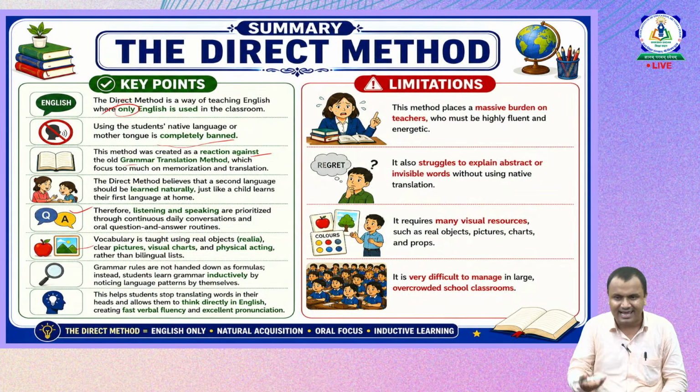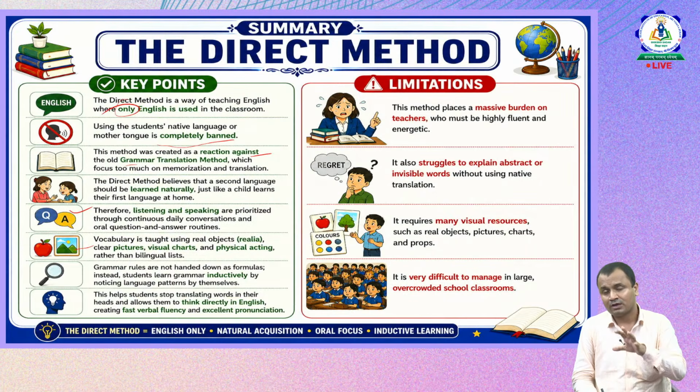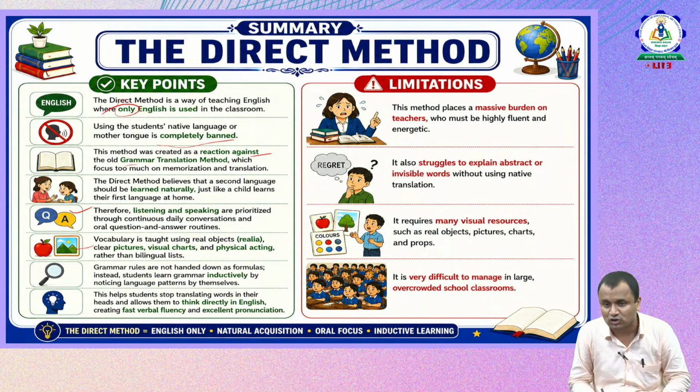We require realia, we require LTMs, we require props, and sometimes it is not available everywhere in every classroom. If it is located at a remote area, what will you do? So while teaching through direct method, we need a lot of resources. This is a limitation of direct method.